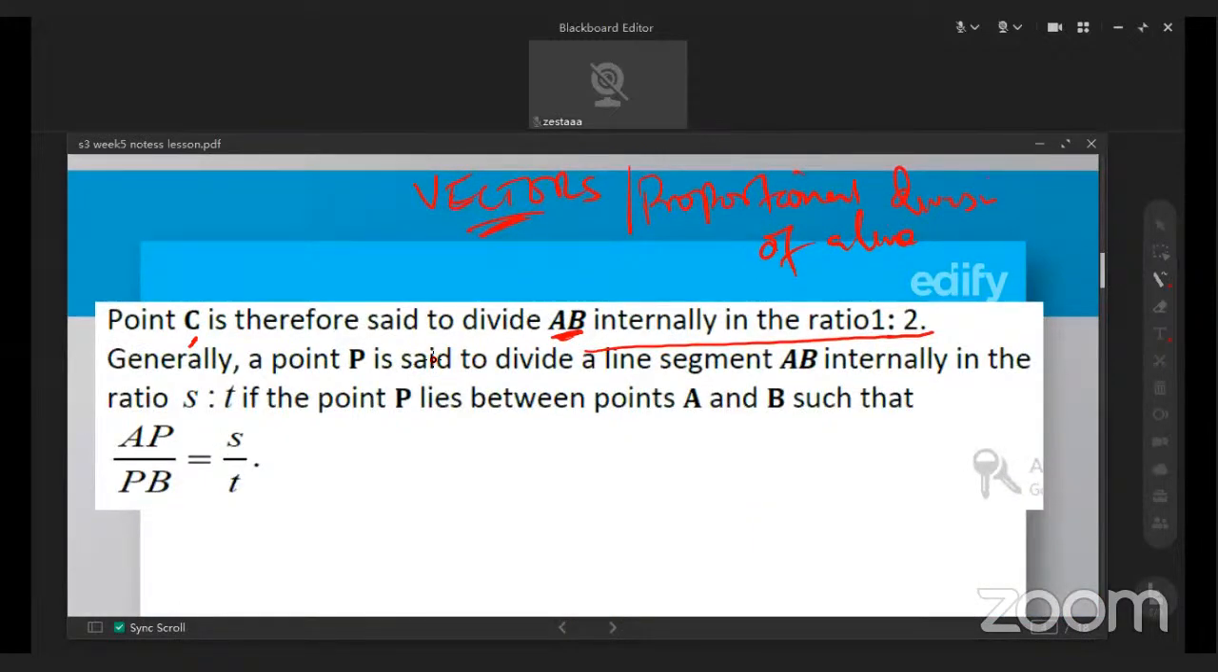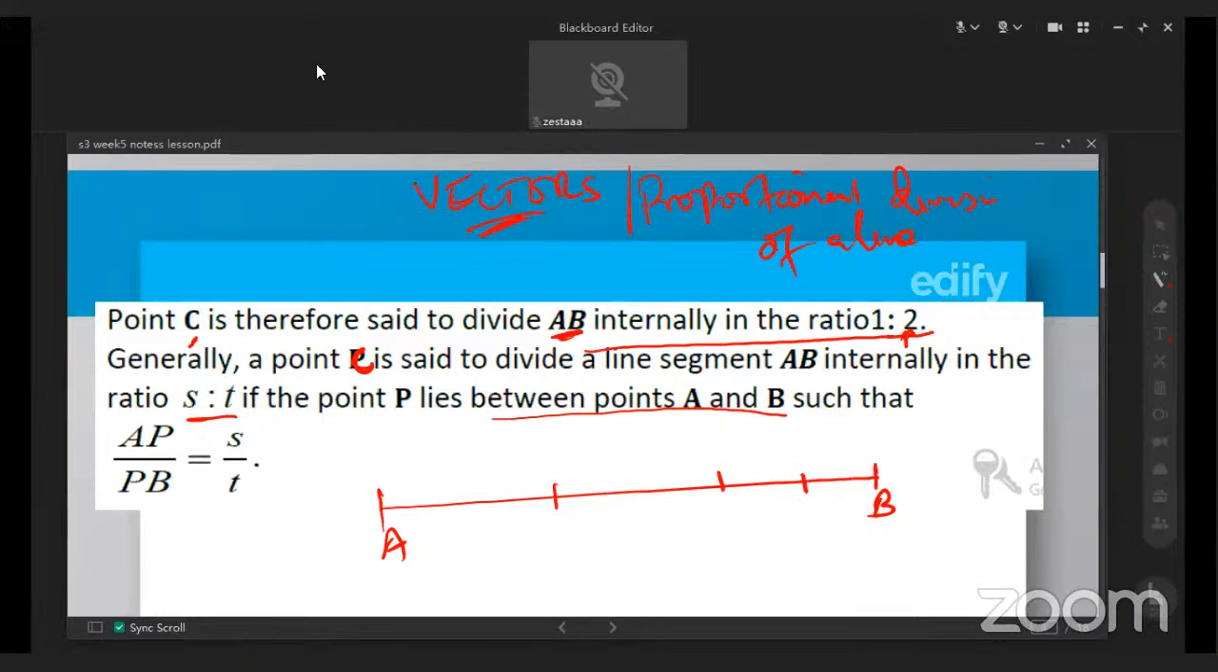So if a point P, maybe let's take C, is said to divide the line internally in a ratio, maybe you can say S to T, like the other one we said 1 to 2, if the point lies between the given points. So when you have your points A and B, any point that comes in between here will be dividing that line internally. So that's what we mean by internal division of a line.